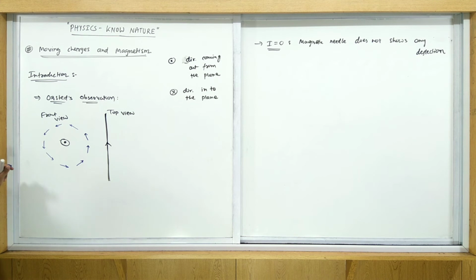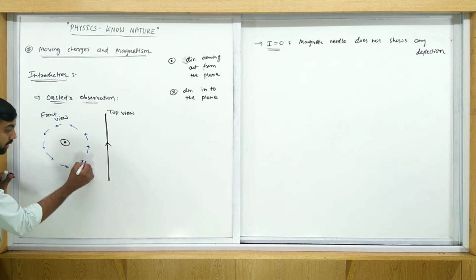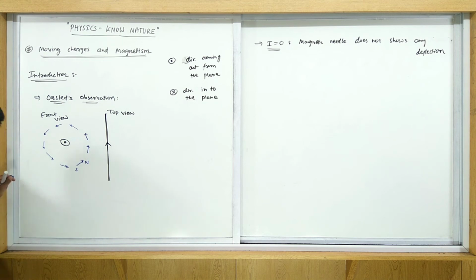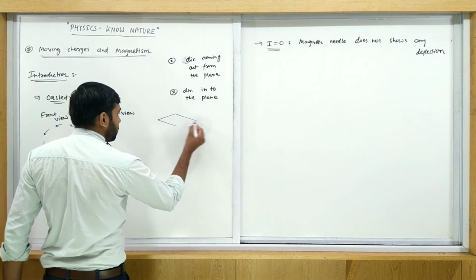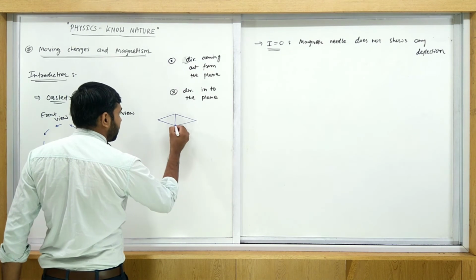Magnetic needle shows us some deflection like this. All of these are magnetic needles. This is the north pole and this is the south pole. The arrow head represents the north pole and the tail represents the south pole. Consider that the magnetic needle is actually like this. This is the original picture of a magnetic needle.